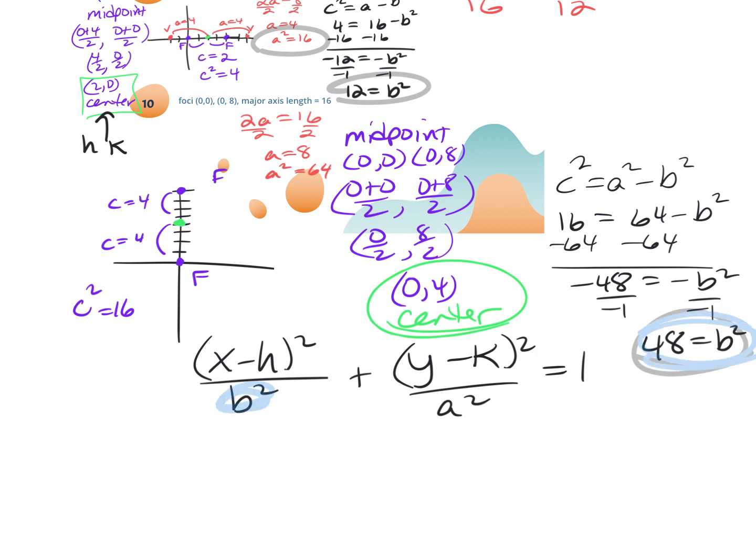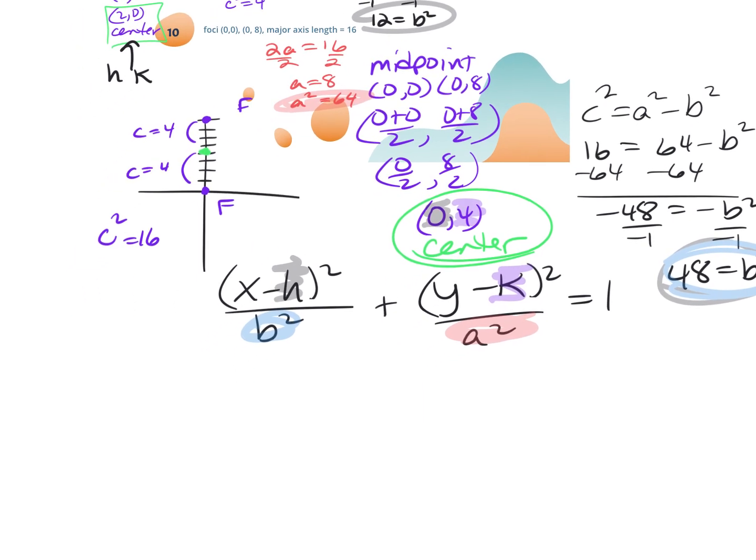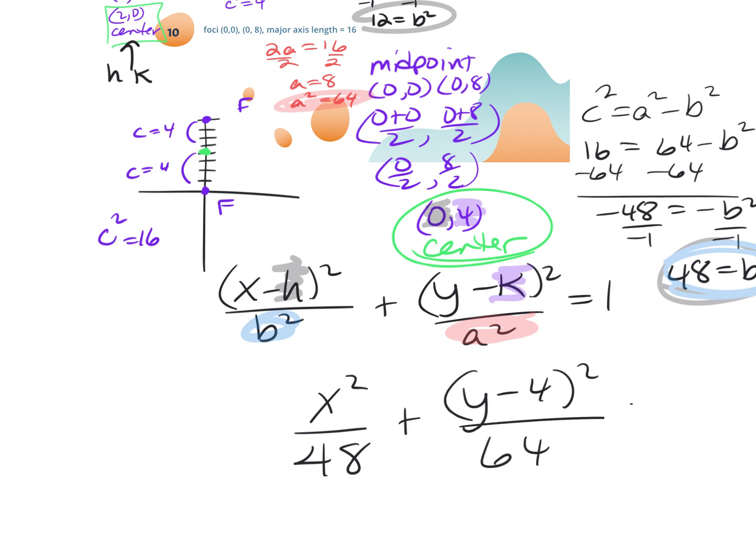I'm going to fill in 64 for my a squared. And then my center is going to be the 0 for the h and the 4 for the k. So again, when I plug in x minus 0, this is just going to be an x squared. My b squared was 48. My k was 4. And my a squared was 64. And that is writing the equations of the ellipse.